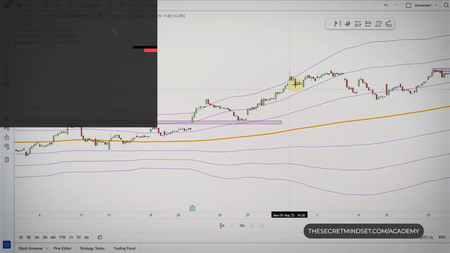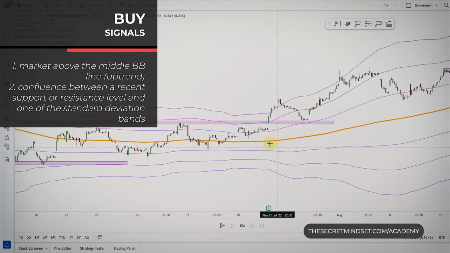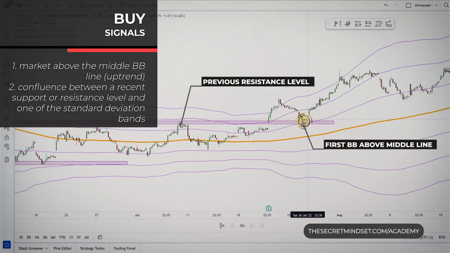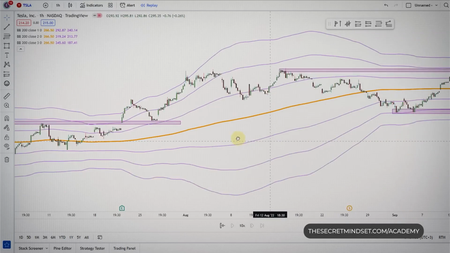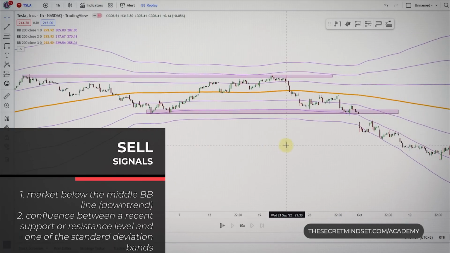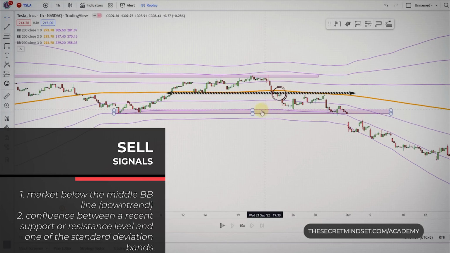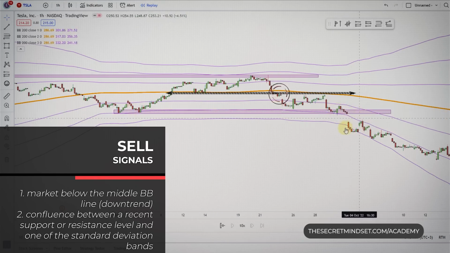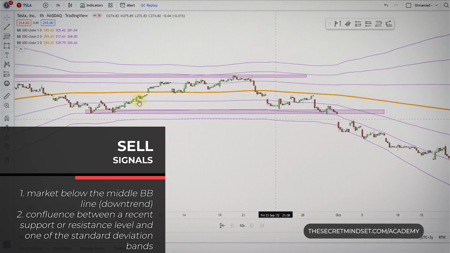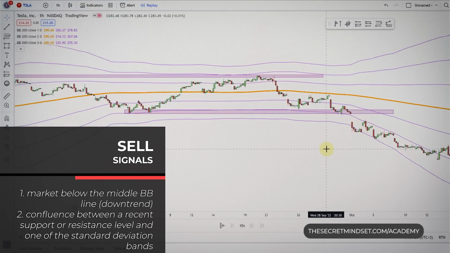When a market is in an uptrend, meaning price is above the middle Bollinger Band, and you find a confluence between a recent support or resistance level and one of the standard deviation bands, you can trade a bounce of that area. On the other hand, when price is in a downtrend below the middle level and the recent support or resistance aligns with one of the lower volatility bands, a decent pullback trade may be on the cards.